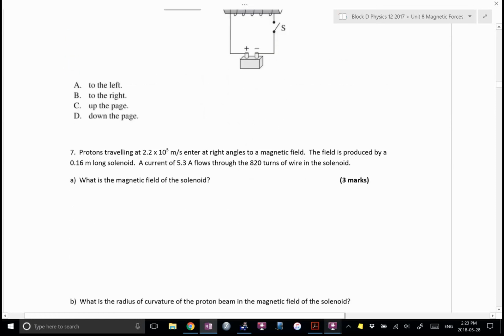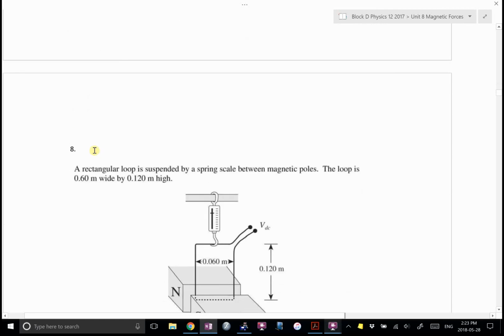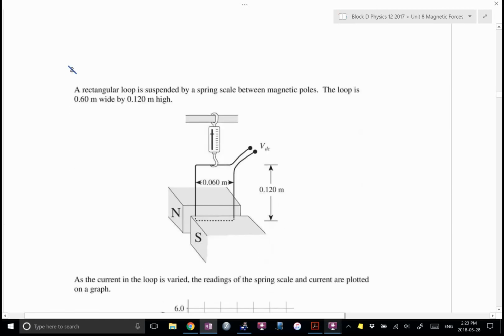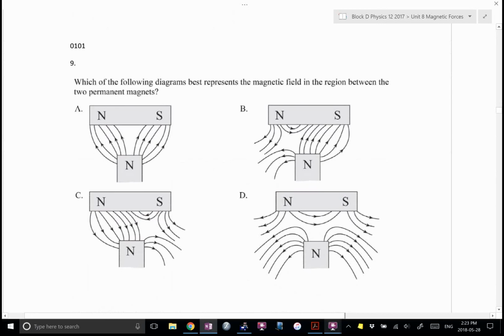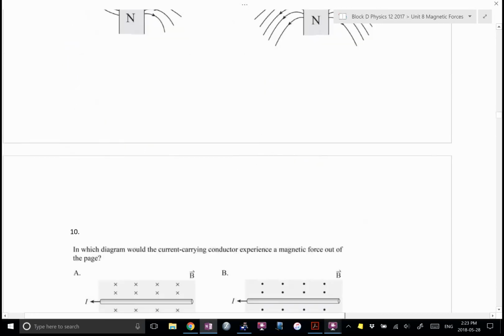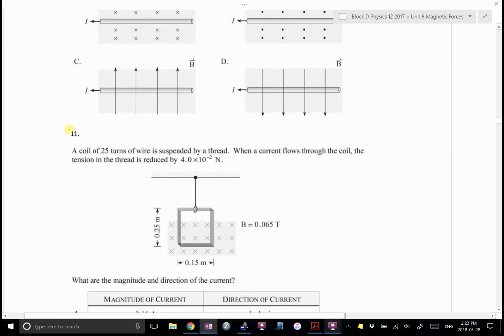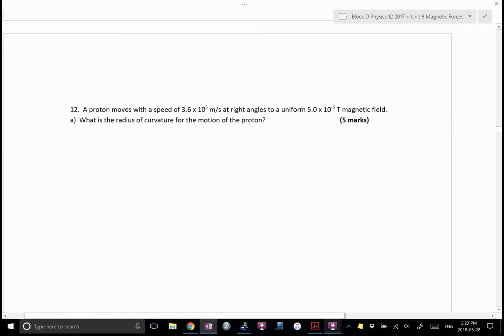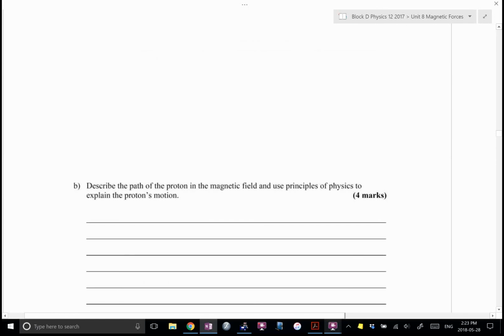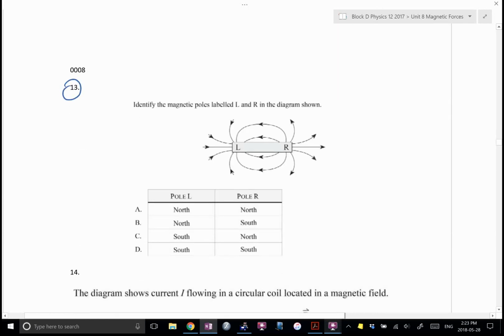Six is good. 7 is good. Skip 8. 9 is good. 10 is good. Skip 11. 12 is good. 13 is good.